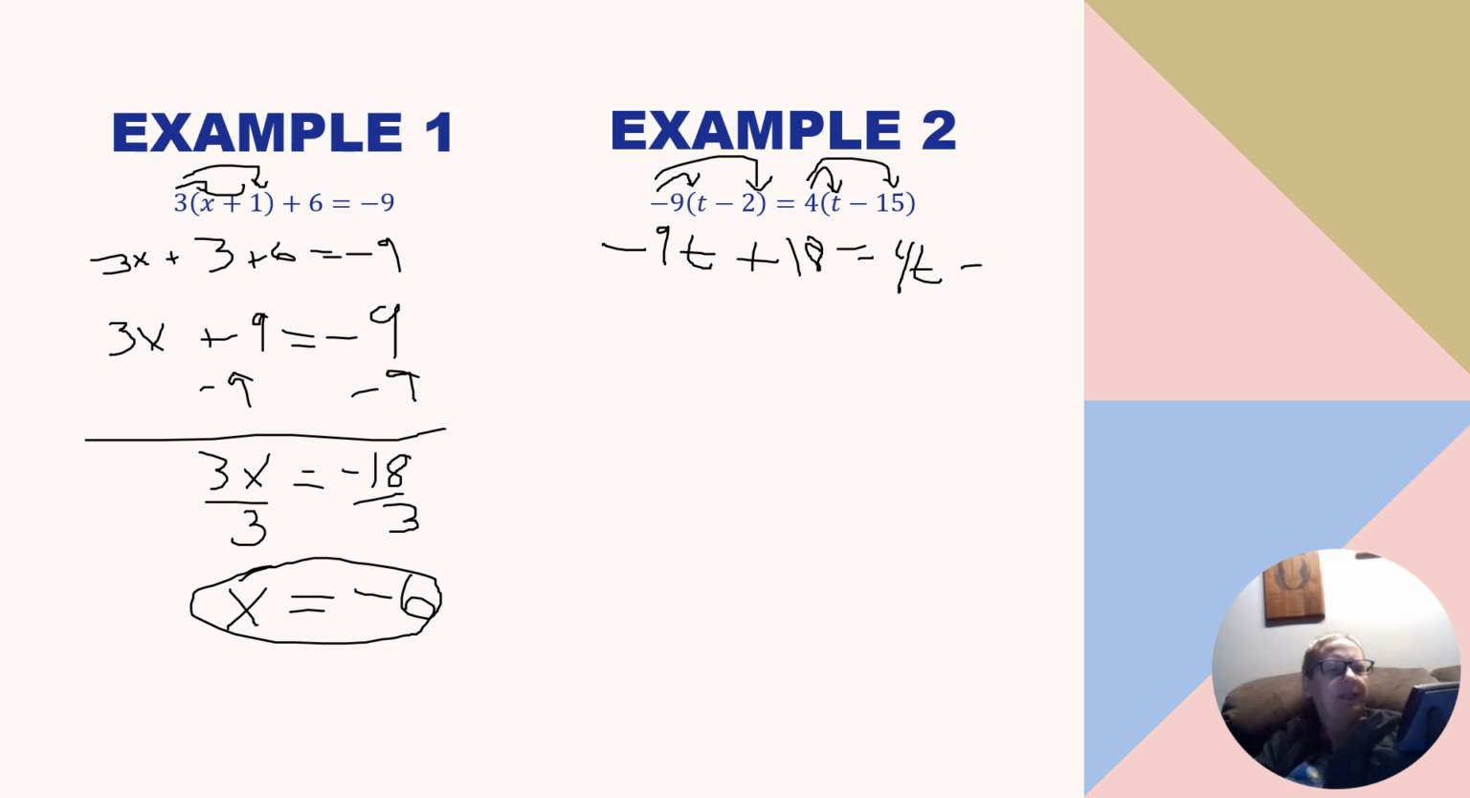Let me just double check. Obviously negative. I said 4 times 15. Okay, I'm okay. Minus 60. Yes, that was correct.